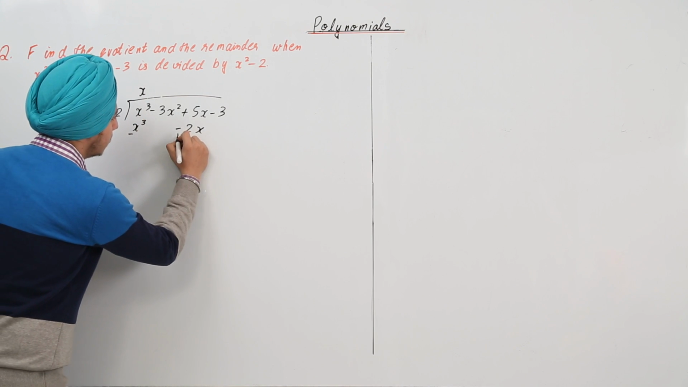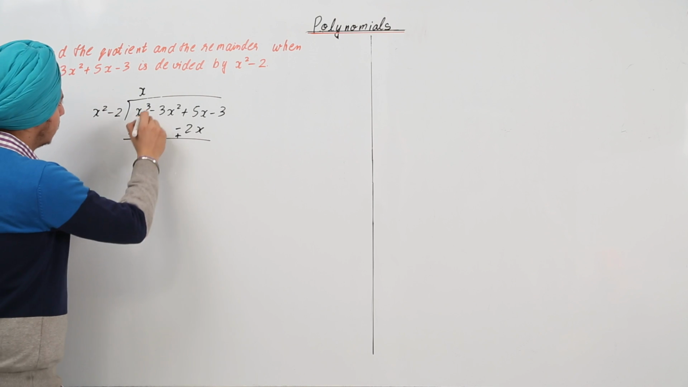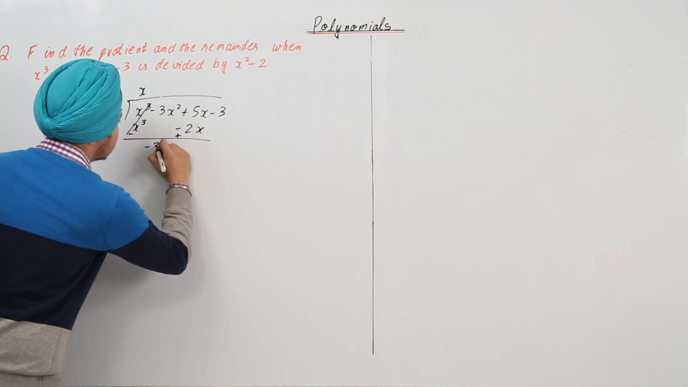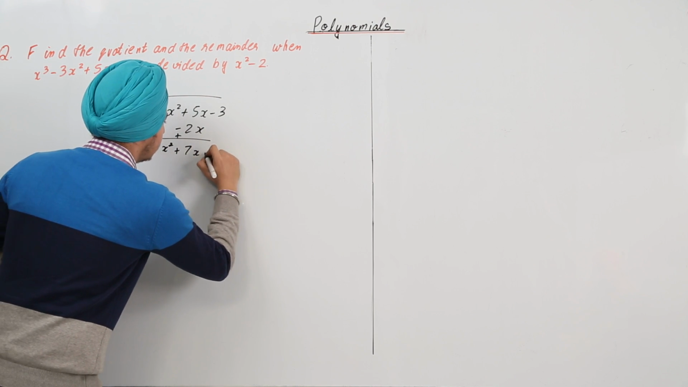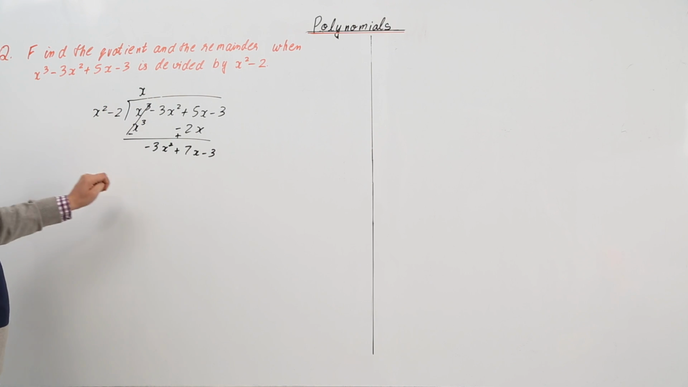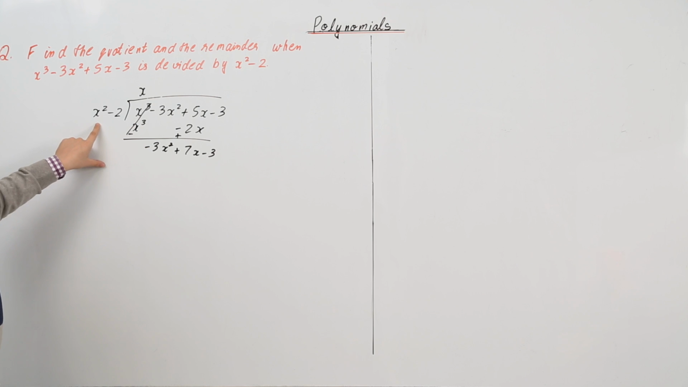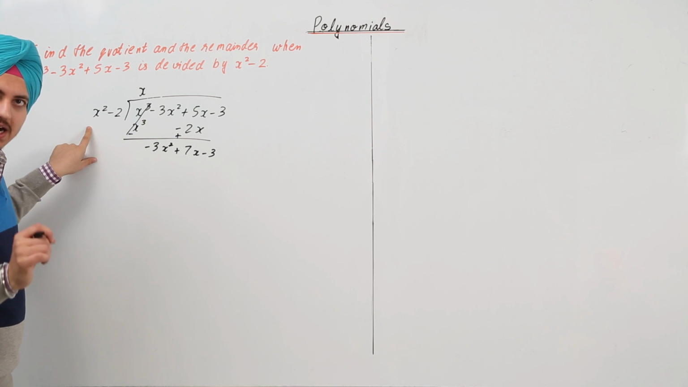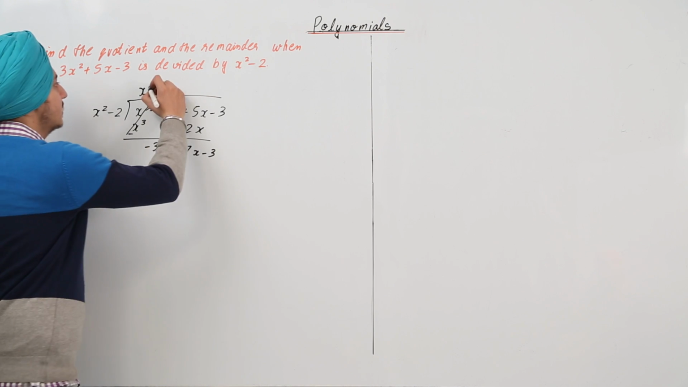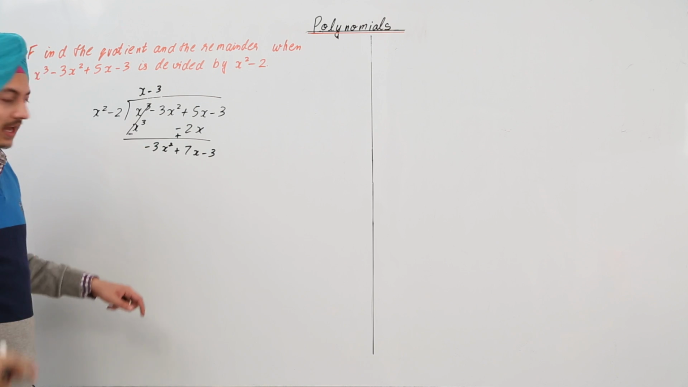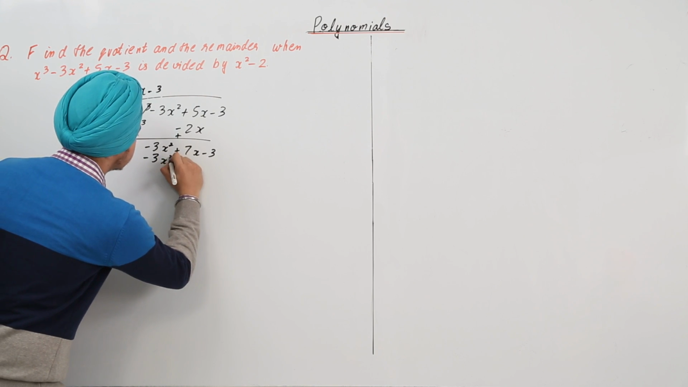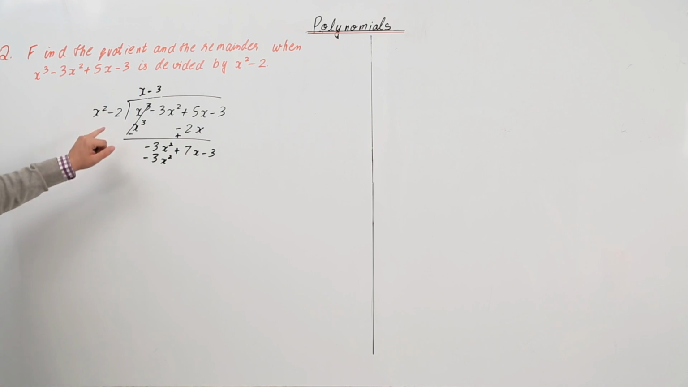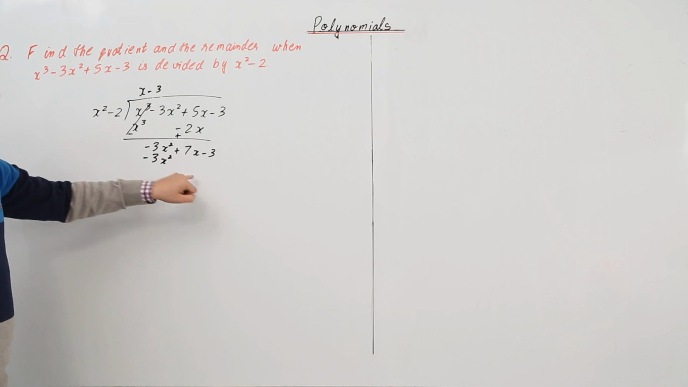Then we change signs. Okay, done. This is 0. This is carried down, minus 3x square. This becomes 7x minus 3. Correct? From here, x square, what should be multiplied with this x square again so that the term becomes minus 3x square? That is minus 3 should be multiplied with x square so that the term becomes minus 3x square. So we write minus 3x square over here. Now done. Now multiply this minus 2 with this minus 3 and write it over here.